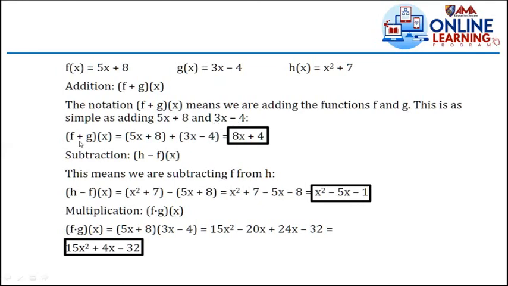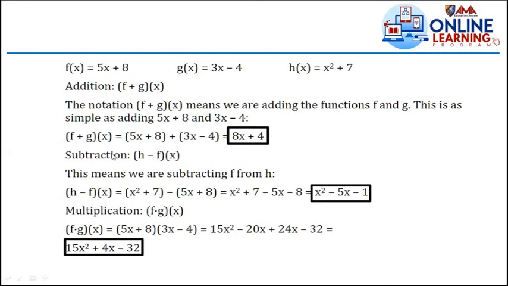Ito na siya, f plus g of x. So this is our f, 5x plus 8. This is our g, 3x minus 4. So 5x plus 3x is 8x. 8 minus 4, the answer is 4. So that is for addition.